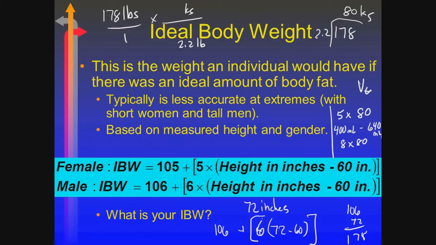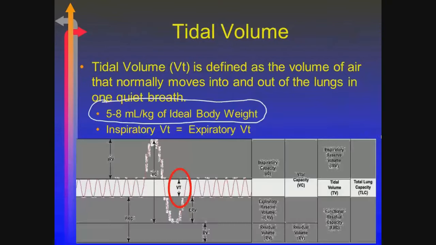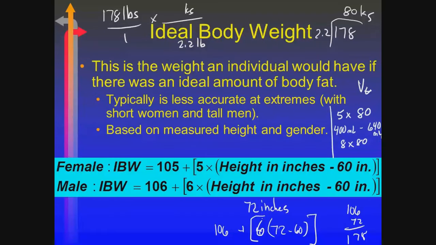What did you do for the very last step? I get that you changed the pounds and the kilograms. What did you do for the tidal volume? That right there. Yeah. I multiplied it times 5. I multiplied it times 8. Okay. Tells me a range in which my tidal volume theoretically should be. Good God. So far, so good?